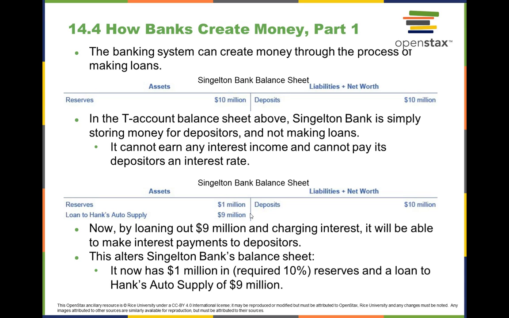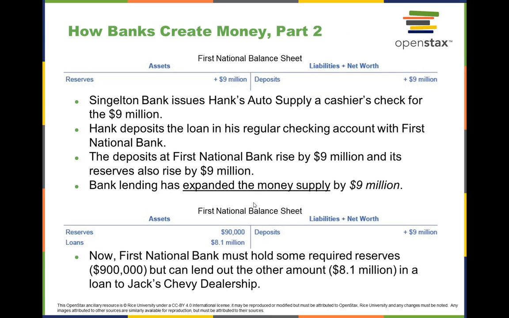Now, down here, by loaning $9 million, so they're loaning out 90% and charging interest, it will be able to make interest payments to depositors. This alters Singleton Bank's balance sheet. It now has $1 million required 10% in reserves and a loan to Hanks Auto Supply of $9 million. So there you can see they have total assets of $10 million, and the deposits are $10 million as well. So their net worth is still flatlined in this particular case.